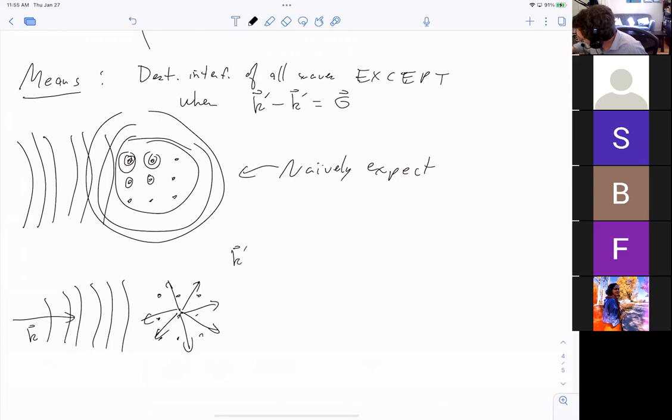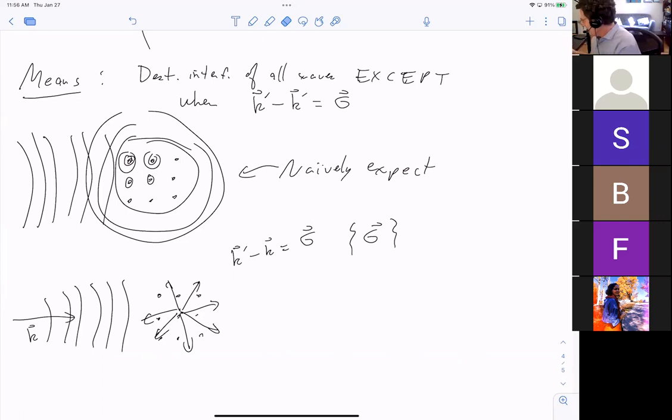Because K prime, the scattered wave, minus K equals G, but there's a whole bunch of G's. There are many G's. I have the whole reciprocal lattice. And that's why I like this picture, because basically you shoot in your X-rays and you get, bing, a porcupine. And that porcupine is the reciprocal lattice. So all you got to do is shine some X-rays at a crystal, and then bingo, you get the reciprocal lattice. It just pops out. And so you just look to see what directions my X-rays are popping out at, and boom, that's the reciprocal lattice. You just get it for free.